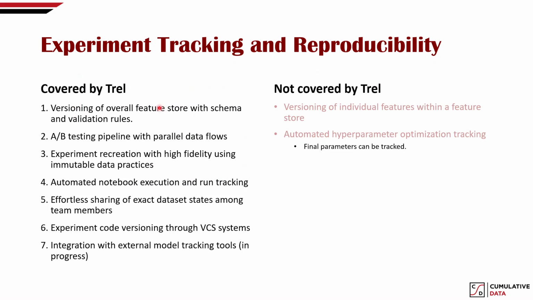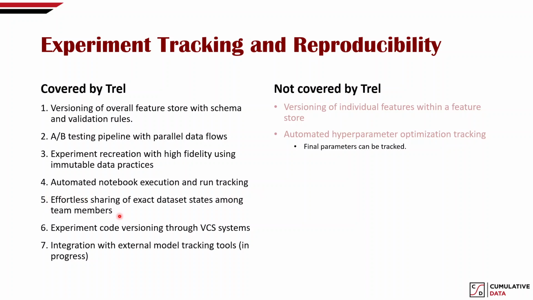So far, what we have seen is versioning of the overall feature store, and schema versioning of the schema and validation rules is possible with Trel. You can construct an experiment, which is doing A/B testing of certain parameters or logics. We can have a reproducible experiment with very high fidelity because of immutable data practices. Multiple times we have seen how the notebooks can be executed in automated manner, and each run we can see what is the input, what is the output, and what was the outcome of it.